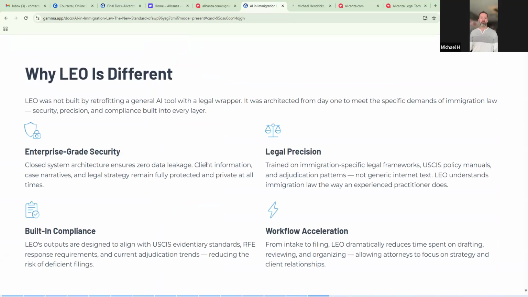Why is it different? Enterprise-grade security, built-in compliance, legal precision, workflow acceleration. Okay, I'm going to back this up for a second. How can I know that it's built-in compliance and legal precision? Because I've been in immigration for 15 years. I'm an attorney. I've done thousands of cases. I've studied the law. And that is what is used as the basic backbone of the brain, right? It's my brain, which partially helps me because it helps me not have to retain all that information on recall all the time.